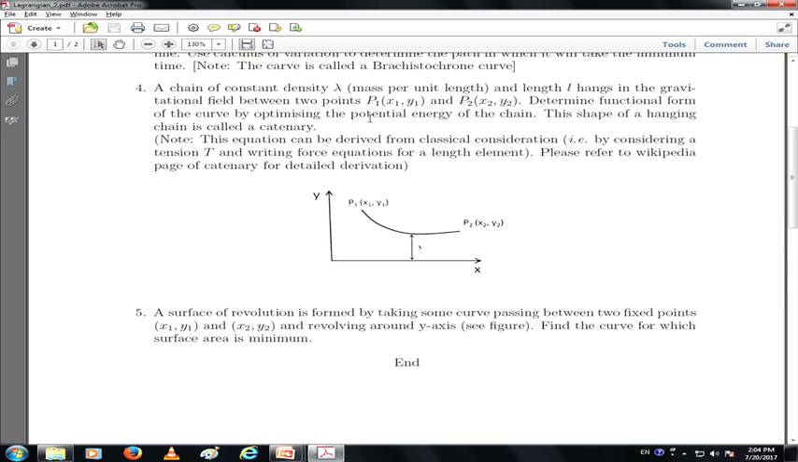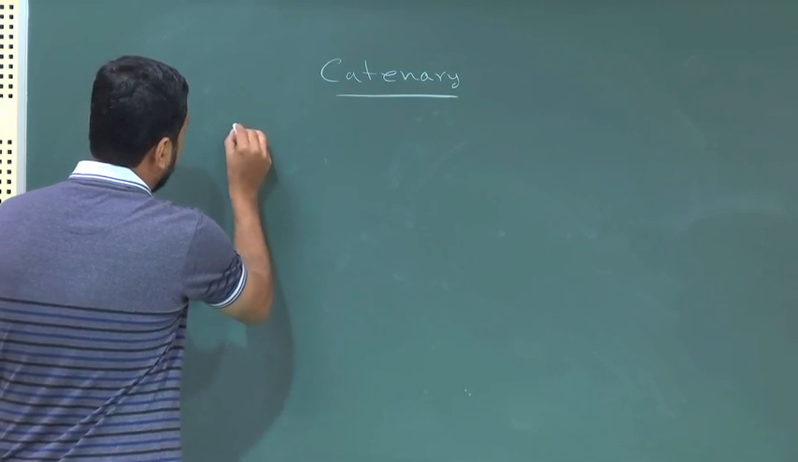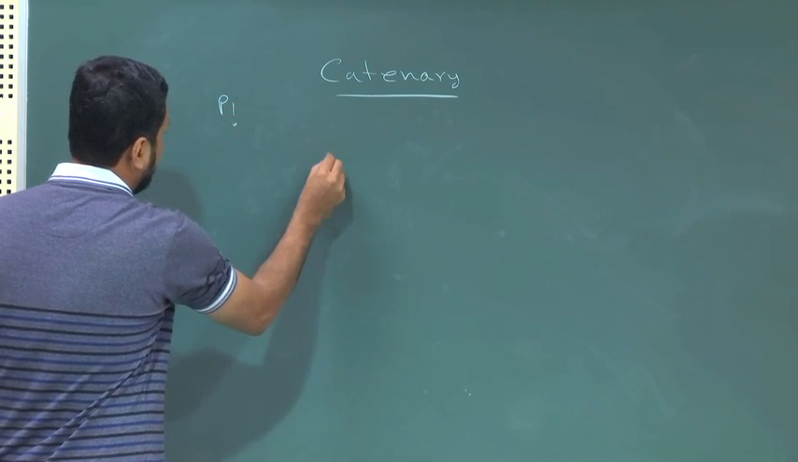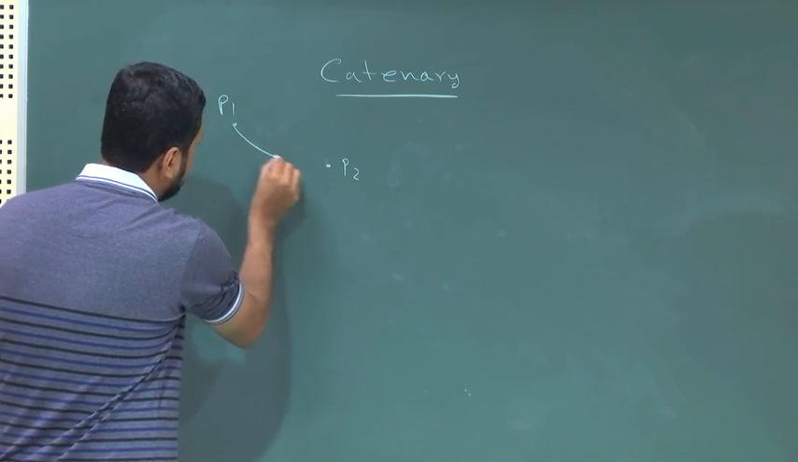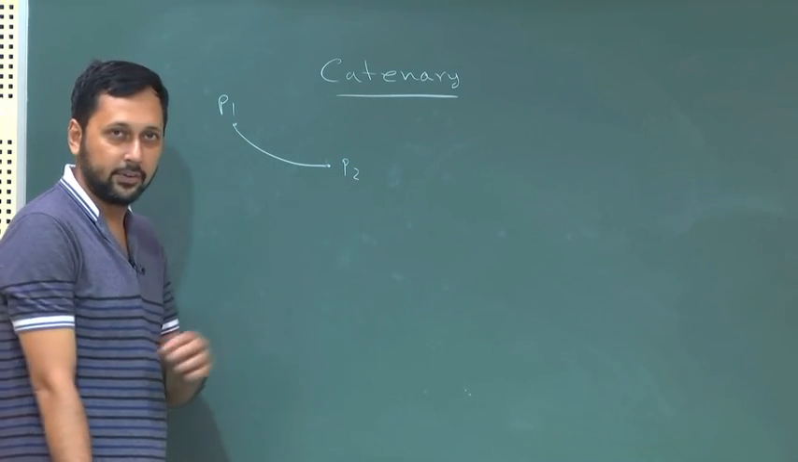Now, please remember that P1 and P2, these 2 points, are not necessarily on the same horizontal plane. It could be any 2 points in space. Okay. And we have to find out what is the equation of this particular chain, right. This is a shape which is called the catenary. So, we have a point P1, we have a point P2 and a uniform chain is hanging. It will trace out some curve.